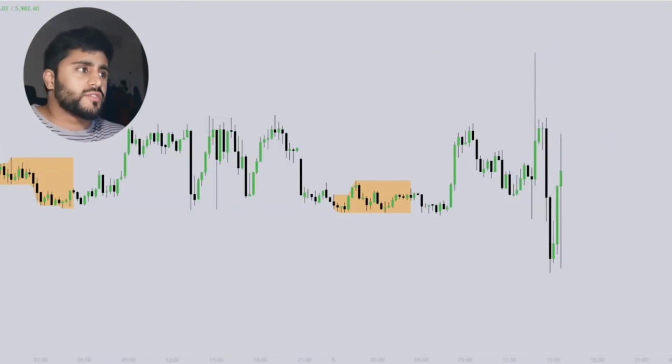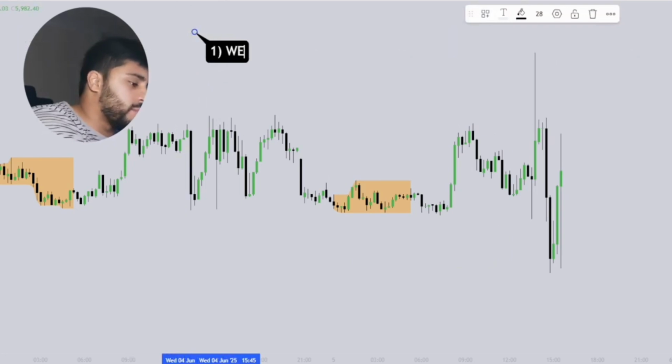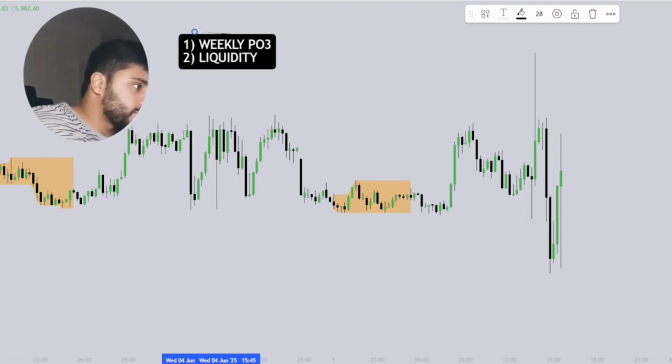What do I look for on the chart? So the first thing I look for is the idea or concept of the weekly power of 3, weekly PO3. So I want to see price significantly above the weekly opening price. The next thing I'm looking for is liquidity.